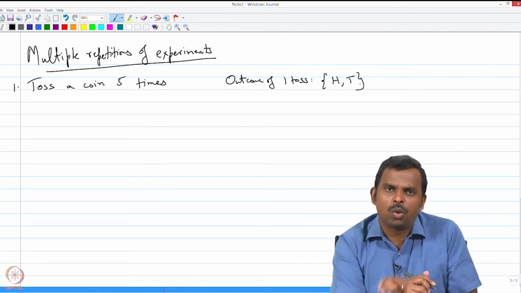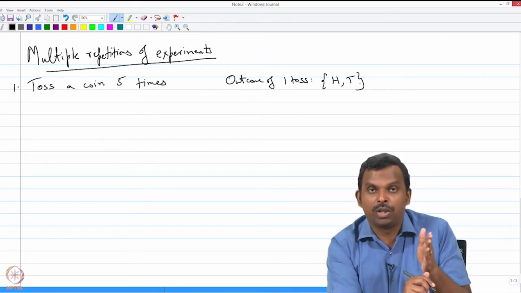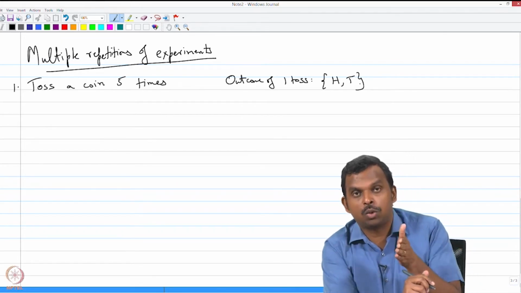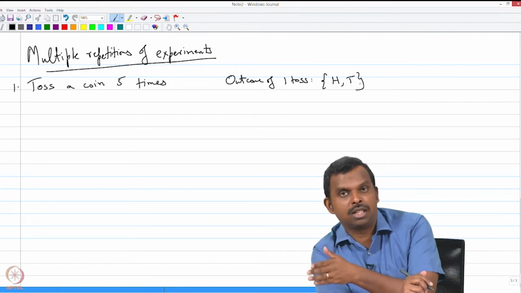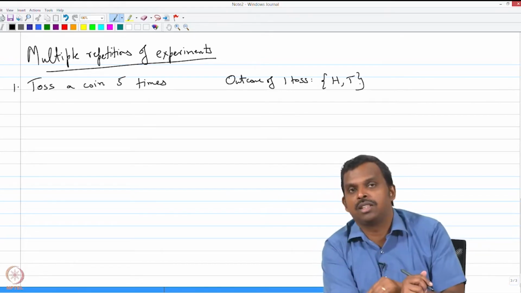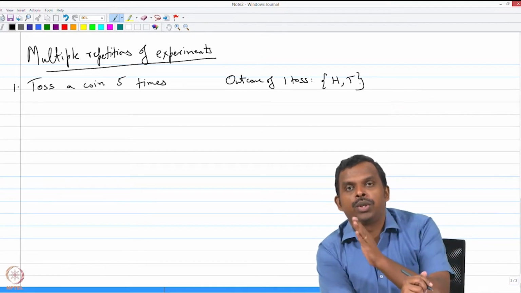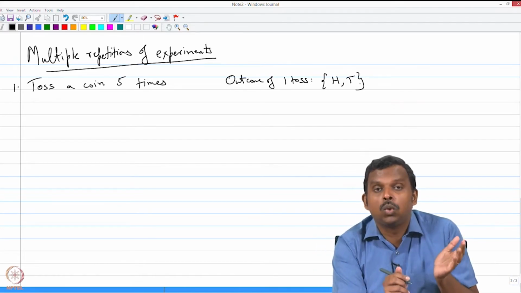Let us do some simple counting. Every toss is one of 2 possibilities, it could be either h or t. First toss could be 2 possibilities, second toss another 2, third toss another 2, fourth toss another 2, fifth toss another 2. To find the total number of possibilities, you have to multiply all these together, 2 into 2 into 2 into 2 into 2, 2 power 5 possibilities, that is already 32 outcomes.